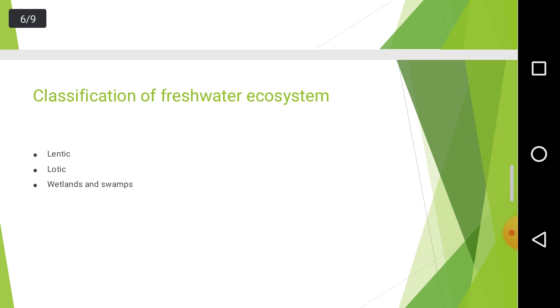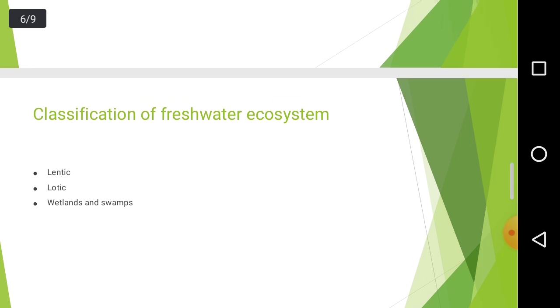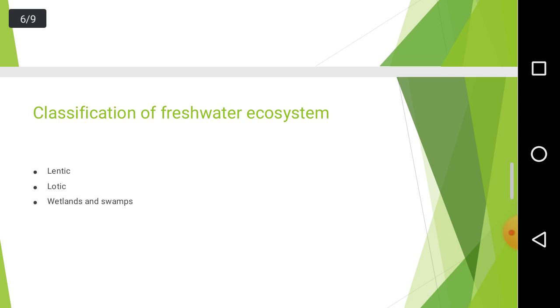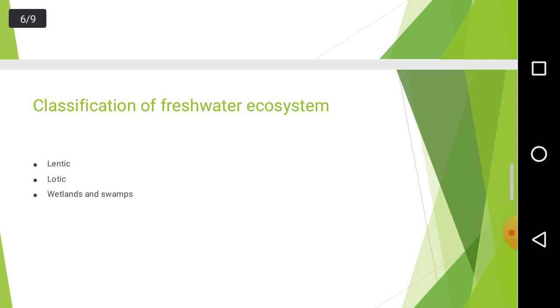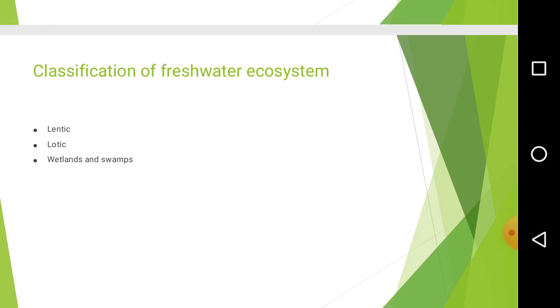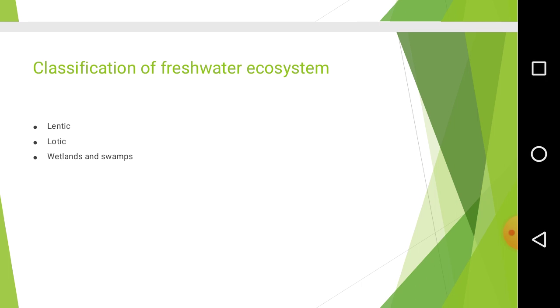The lentic ecosystems are bodies of standing water, for example lakes, ponds, pools, and reservoirs. The ecosystem provides habitat to algae, crabs, amphibians like frogs, and water snakes.